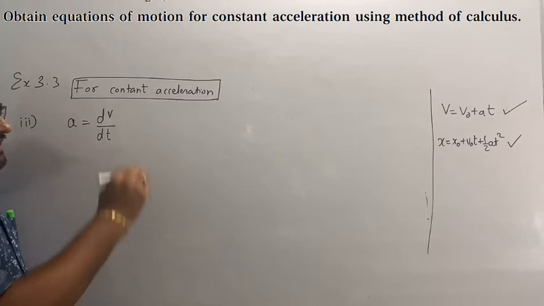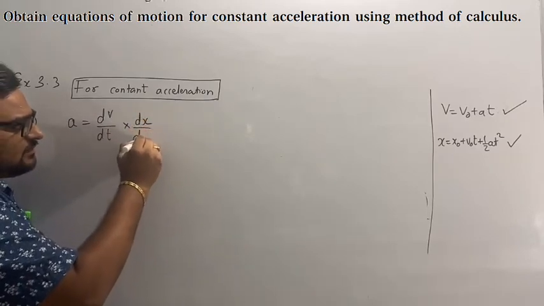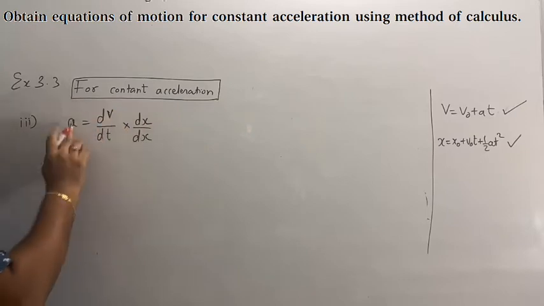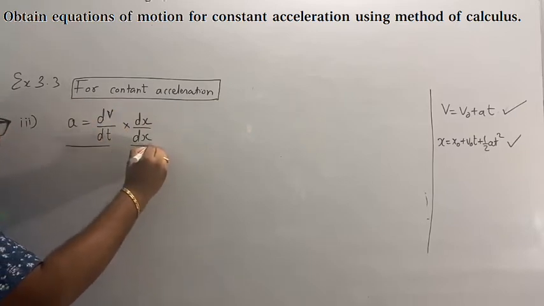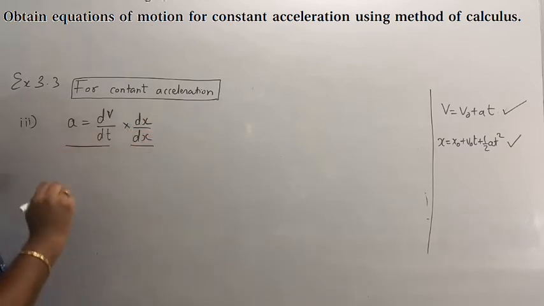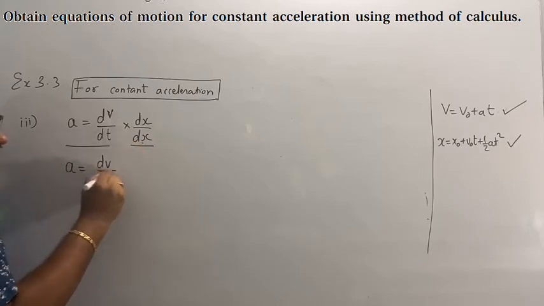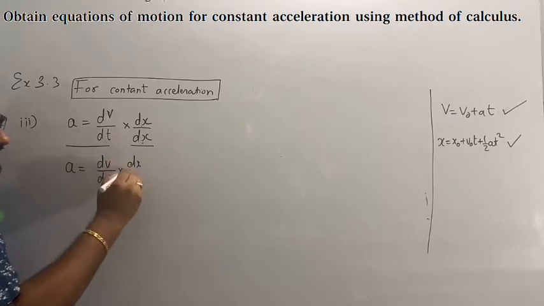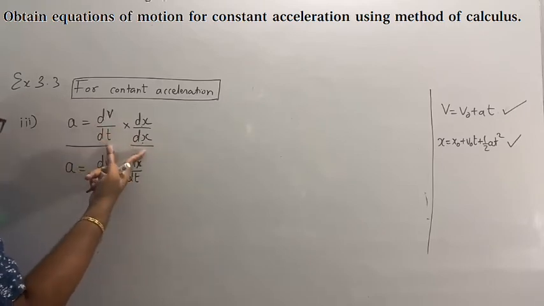Now see, what adjustment I am doing? I am multiplying it by dx, dividing it by dx. Clear? So now I am rearranging. What I did, I just took the formula for instantaneous acceleration, and this is the extra thing that I had done. I have multiplied by dx, divided by dx. Now I will rearrange dv upon dx into dx upon dt. I just change the place of dt and dx.